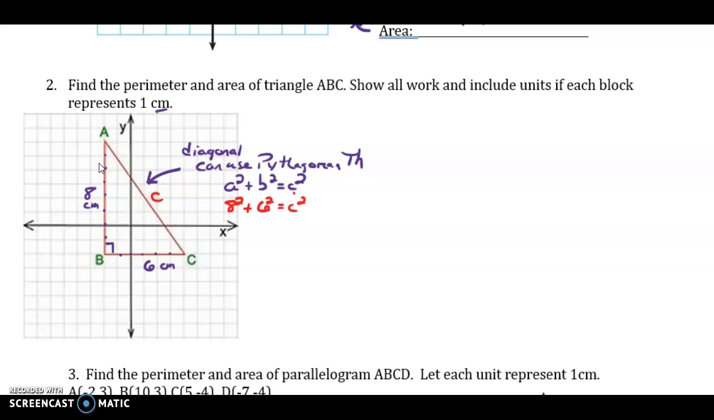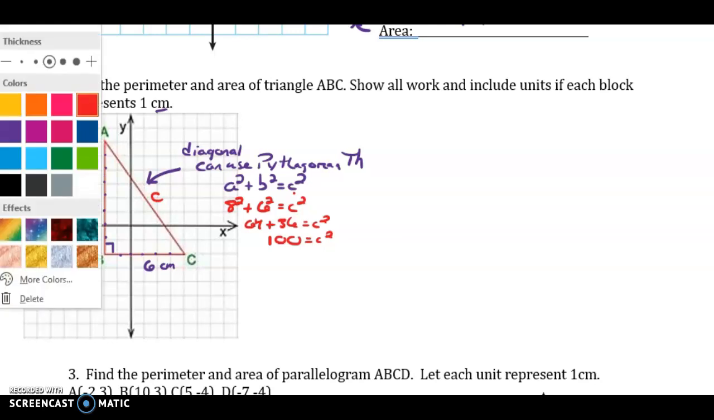So 8 squared is 64. 6 squared is 36. Go and put the like terms together. It looks like you're going to be right at a nice cool 100. And then if you want to undo the square, just remember you got to take the square root of both sides. So hang on, let me change this up.